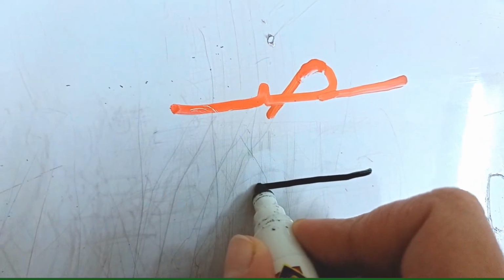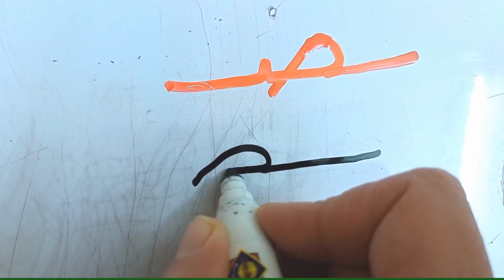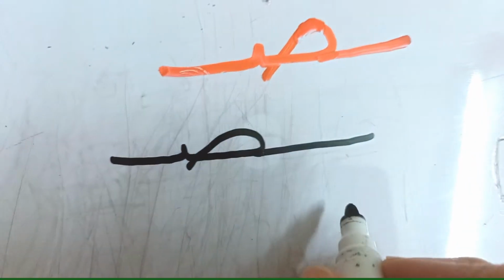Line, leave a distance, a semi-oval, a dash, then a line.